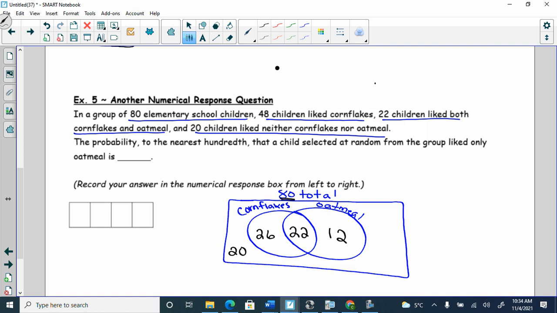Now it says here that they liked oatmeal only. If they just said how many liked oatmeal only, you'd say 12, correct? But it says the probability to the nearest hundredth, so it'd be 12 out of 80, which is 0.15. It doesn't say percent, so we just divide, correct? Call it a day. The difference is, if it says probability, you divide by the total. If it doesn't say probability, the answer would have been 12, right?